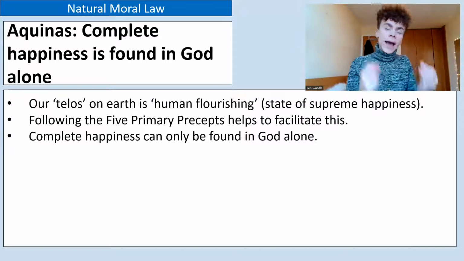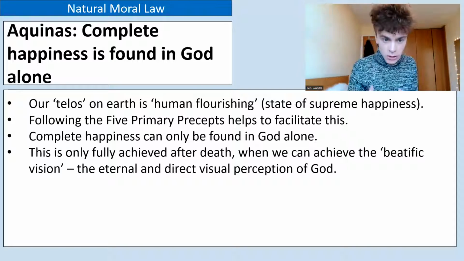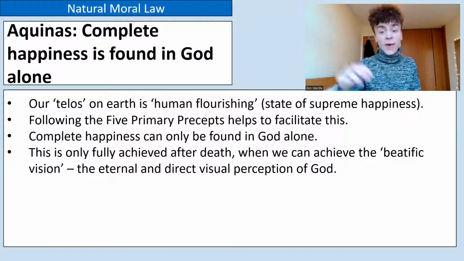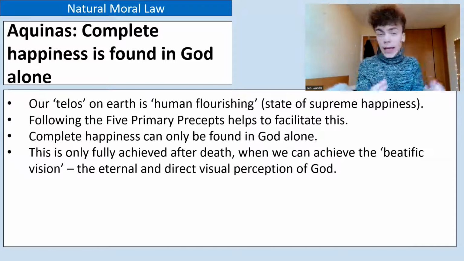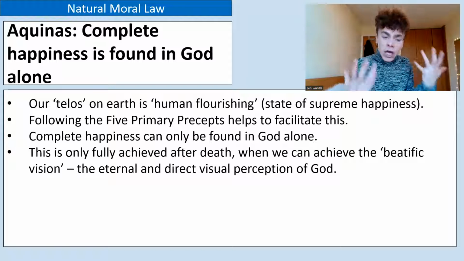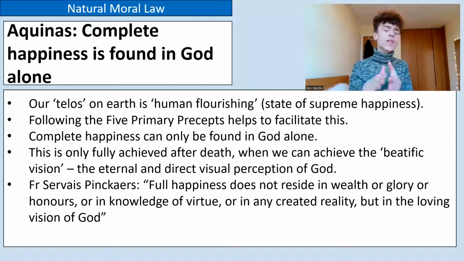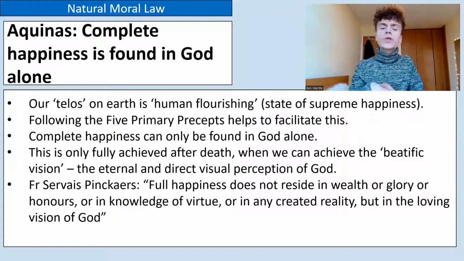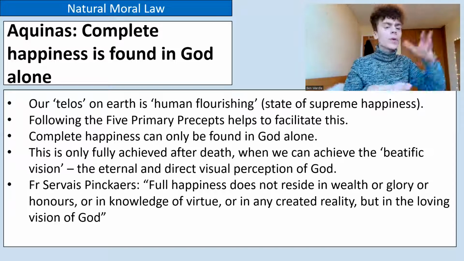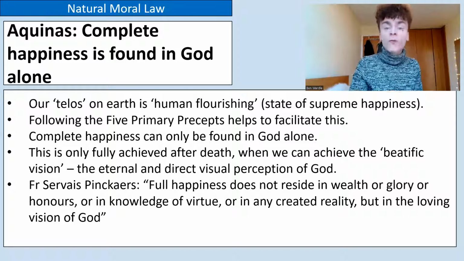However, he believes that complete happiness is not found just in this lifetime. It's actually found in God. And this is only fully achieved after death, when we can achieve what's called the beatific vision. And this remains a key Catholic teaching today, the eternal and direct visual perception of God. And so I think this is a great quote from a Catholic moral theologian. He said, full happiness does not reside in wealth or glory or honors, or even in knowledge of virtue or in any created reality, but in the loving vision of God.